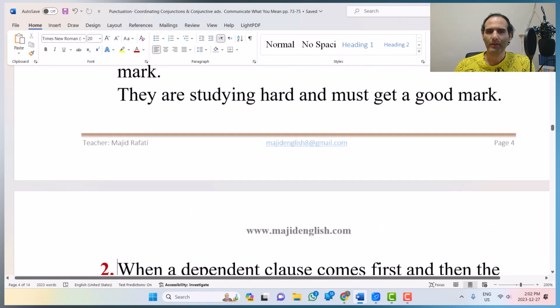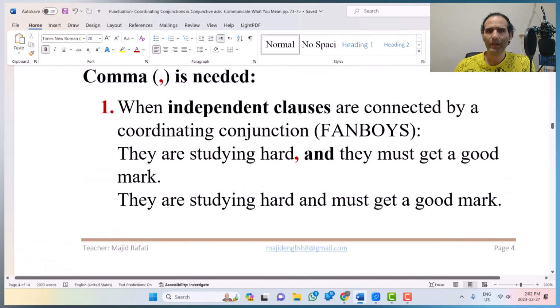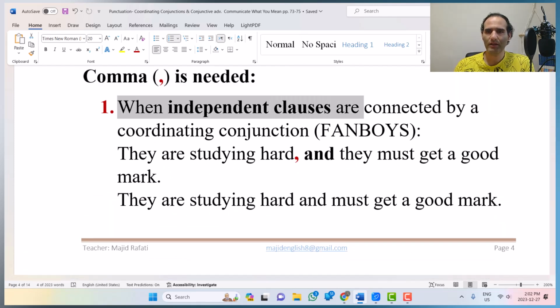But now let's see. When do we need a comma? A comma is needed when independent clauses are connected by a coordinating conjunction. Two independent clauses connected with a fanboy require a comma before the fanboy. And what are the fanboys? And, but, for, or, nor, so, yet.